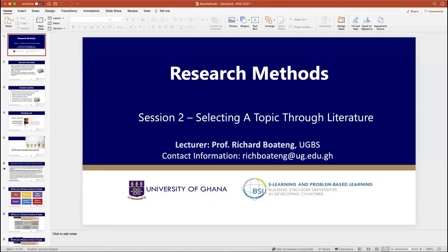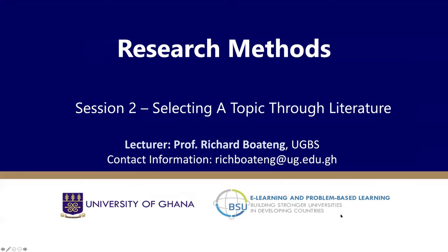You are welcome to the second session of Advanced Qualitative Research Methods for PhD students. Today, my objective is to help you choose an area of research for your PhD, and I will tell you the easiest way to do so, so that you can have your PhD in focus. If you don't have an area of research for your PhD, this is a good lecture for you. If you have one, but you are not very sure about it, this is a good session for you.